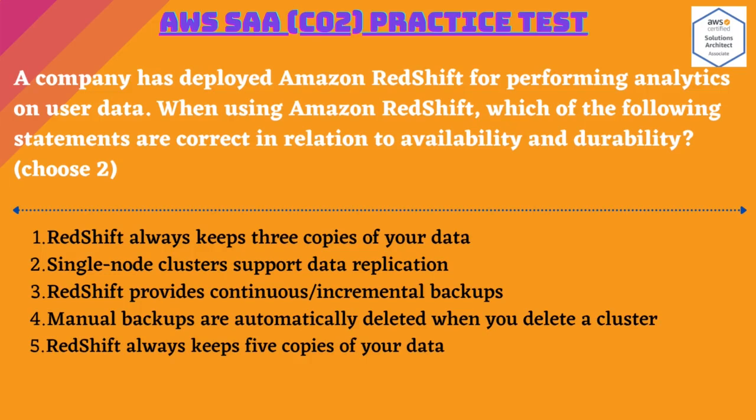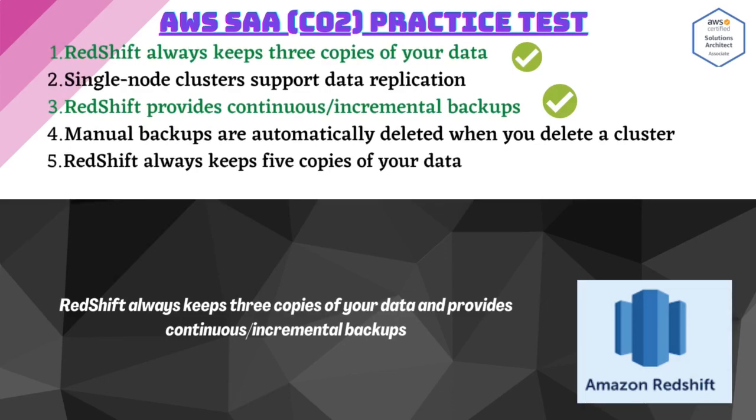The fourth is manual backups are automatically deleted when you delete a cluster. The manual backups do not get deleted automatically. You have to delete them from the console or from the CLI. And the fifth, Redshift always keeps 5 copies of your data, is wrong because Redshift always keeps 3 copies of your data. So the right answer is the first and the third option.